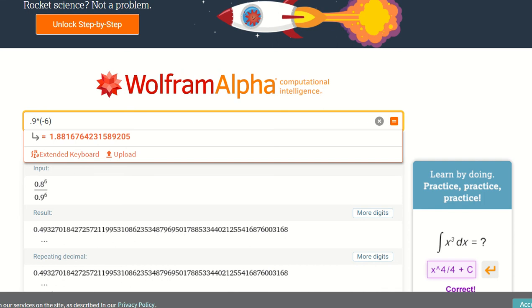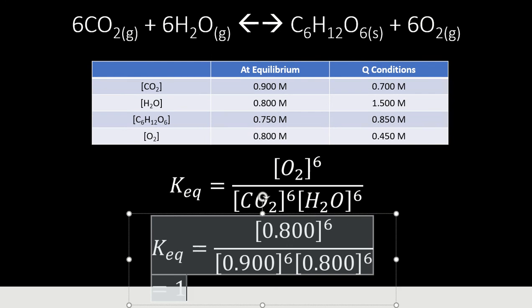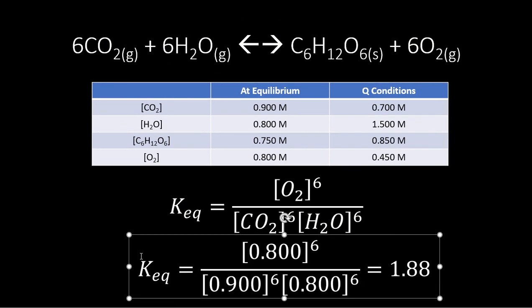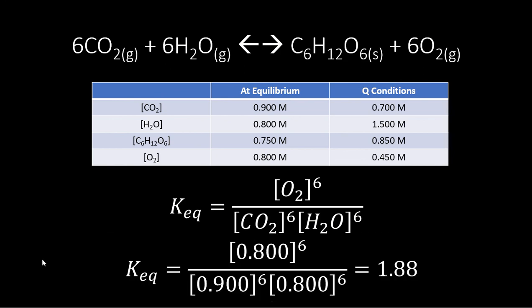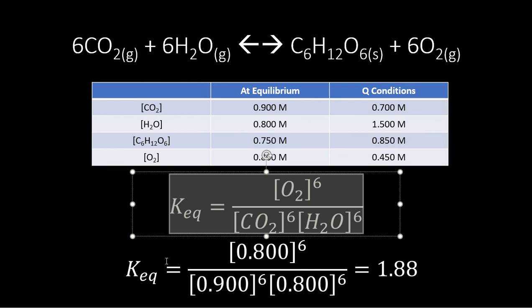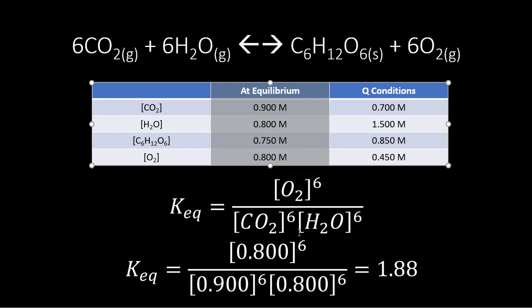So 1.88. This would end up equaling 1.88 as our new value of the equilibrium constant. So if you're asked to write the expression, this is all you have to do. If you're asked to evaluate it, get to the final answer by plugging in the appropriate concentrations and raising them to their appropriate exponents.